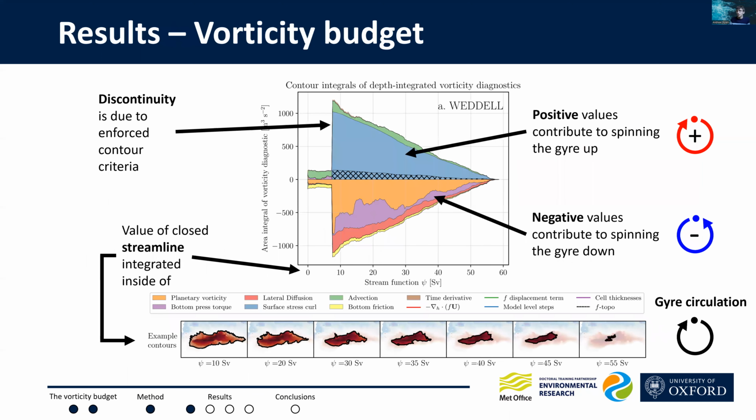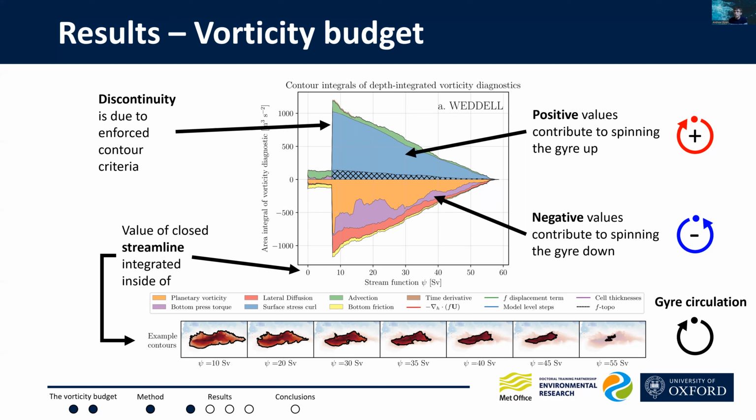And when you do that, you get a plot that looks like this. Now, this might not be familiar to many people, so we're going to talk about how to look at this plot and how to get the most from it. So first of all, this x-axis is the value of streamline we're integrating inside of. As I was saying, the lower values of psi envelop almost the entire gyre. So the lower values of psi give a sort of full budget of the gyre, and the higher values of psi only look at the deep sort of interior of the circulation. We've made sure that positive contributions to the plot contribute to spinning the gyre up.